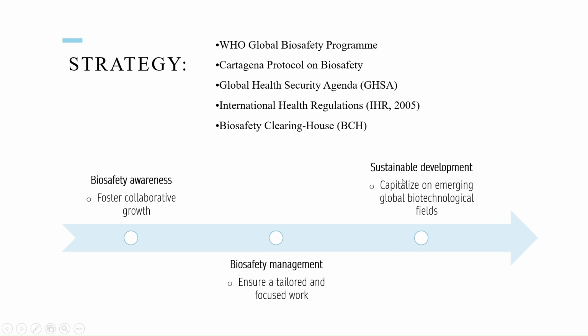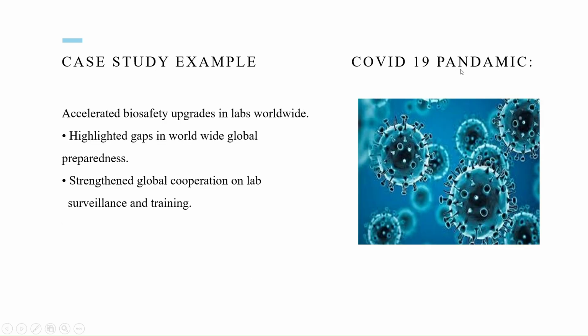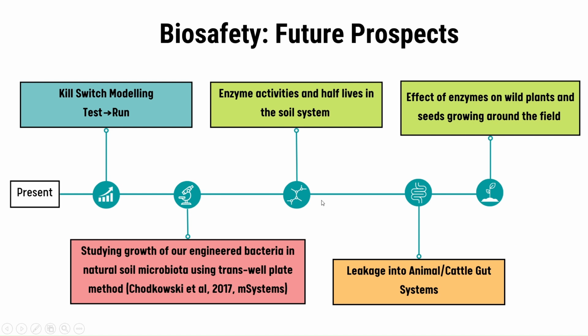This is the strategy which can be used. First is biosafety awareness, then biosafety management, which helps us to get sustainable development. As I mentioned before, COVID-19 is a very nice example for achieving biosafety awareness. So these are the future prospects of biosafety: kill switch modeling, enzyme activities in half-lives and wild plants, along with studying the growth of engineered bacteria and leakage into animal or cattle gut systems.